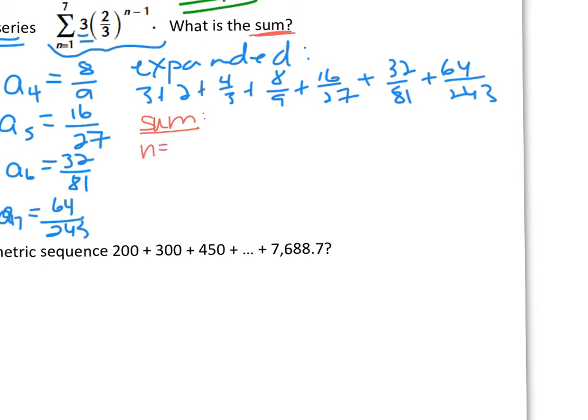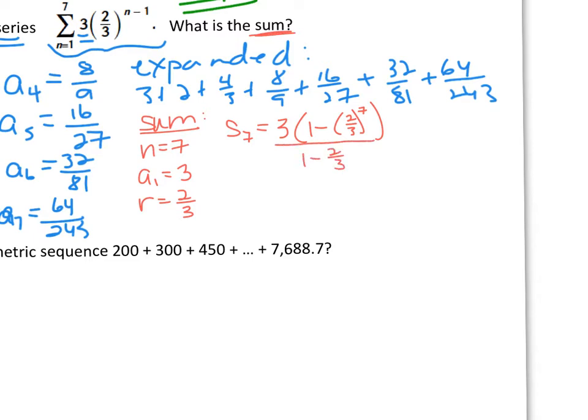We know n equals 7, as it says 1 to 7 in our sigma notation. We know a sub 1 is the first term, which is 3, and we know our ratio is 2/3. We're multiplying by 2/3 each time. Therefore, the sum of these 7 terms is that really big formula: a sub 1 times 1 minus r to the n power, yes, we're doing that exponent, all over 1 minus r. And we just simplify, which sounds pretty intense, I know.